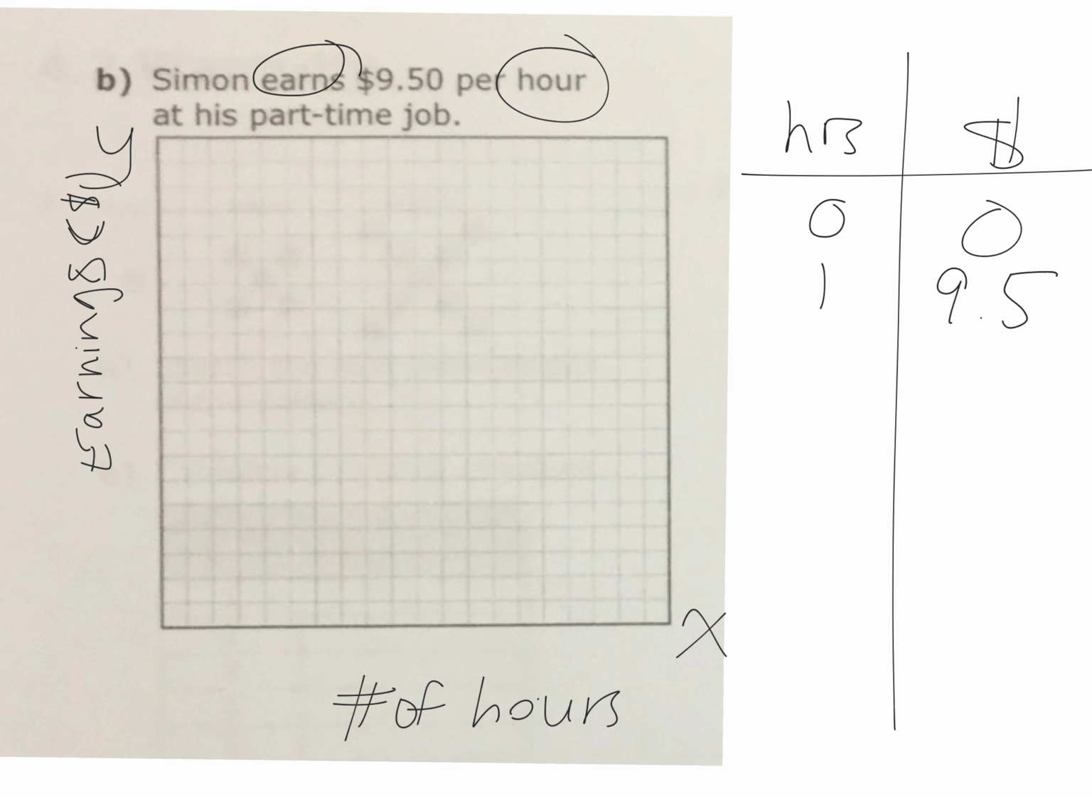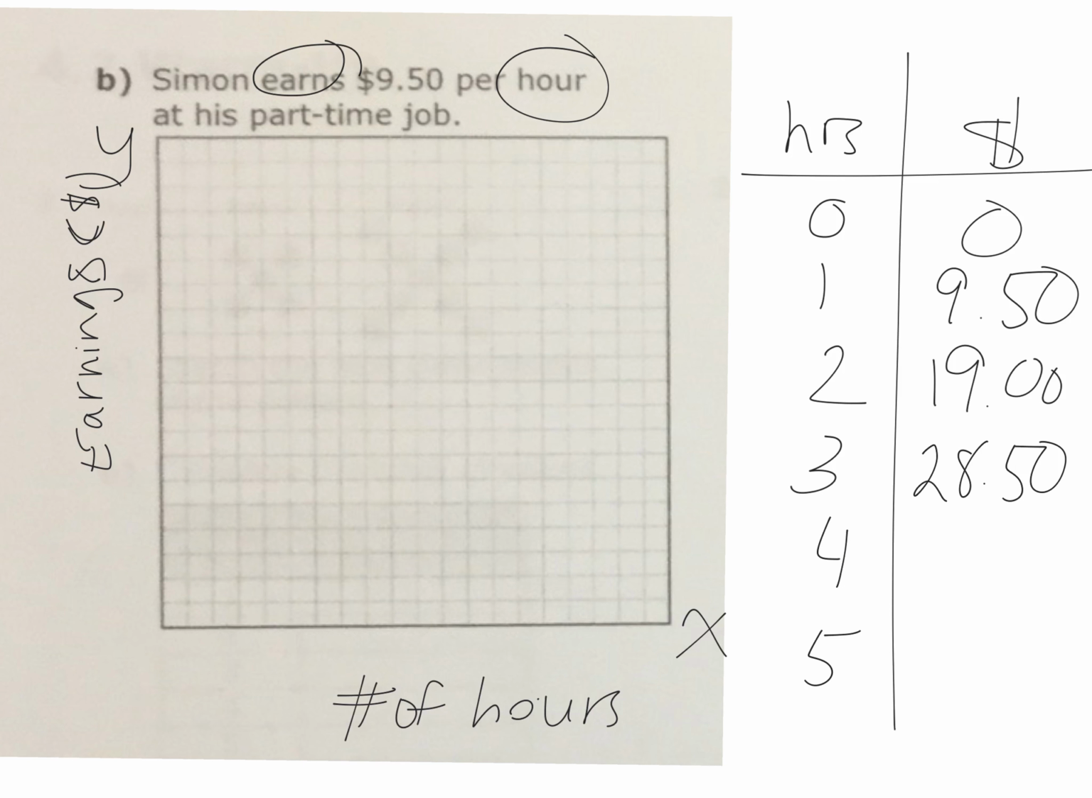If he works 1 hour, how much does he make? If he works 2 hours, how much does he make? 19. If he works 3 hours, how much does he make? 28.50. I want you to complete this up to 5 hours and graph it. 1, 2, 3, 4, 5. How much does he earn for 4 hours? $38. And how much does he earn for 5 hours?